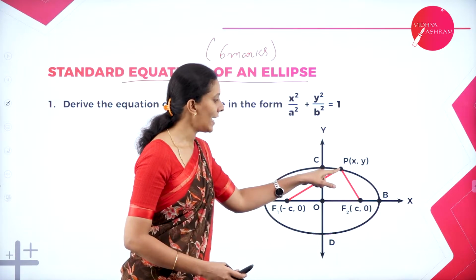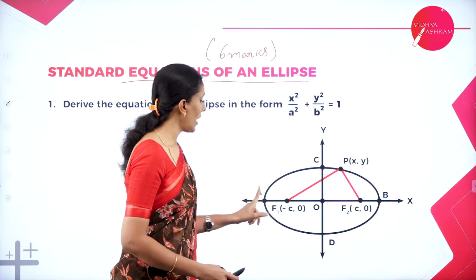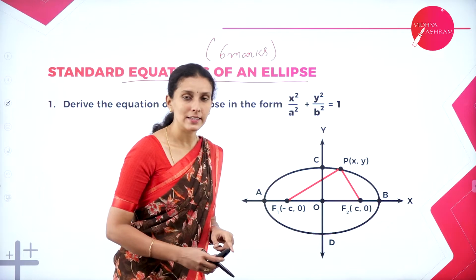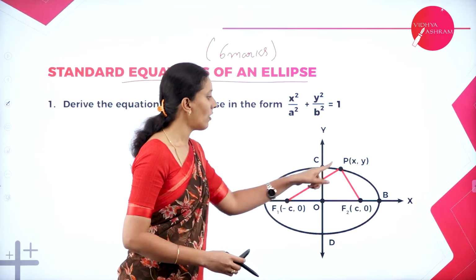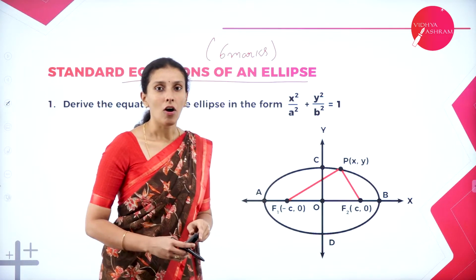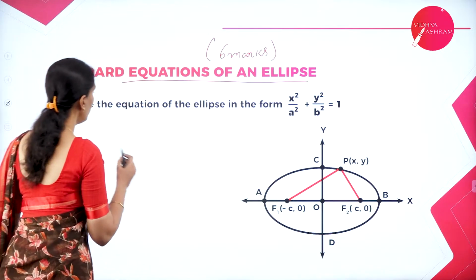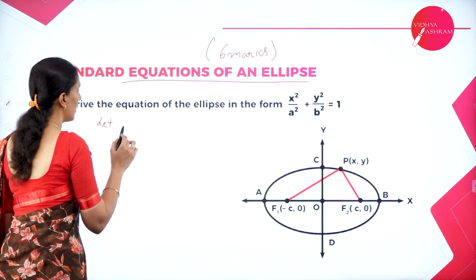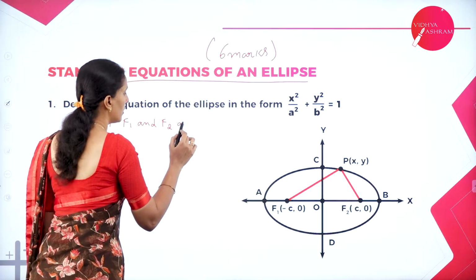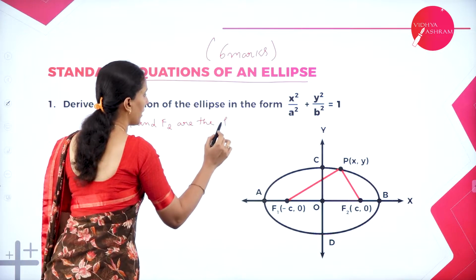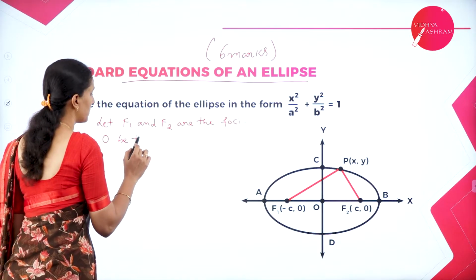Now let us take any point on the ellipse. A, B can be considered as the major axis, C, D is the minor axis. Now, let P be any point on the ellipse. Let us write what we have taken. Let F1 and F2 be the foci, O be the center.